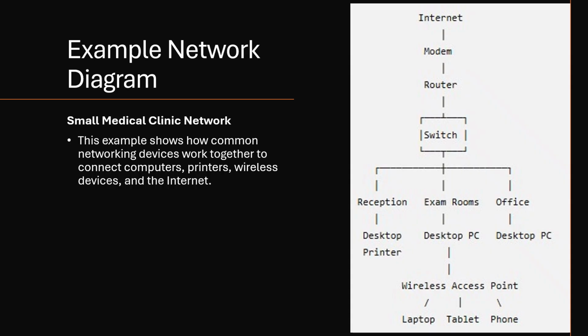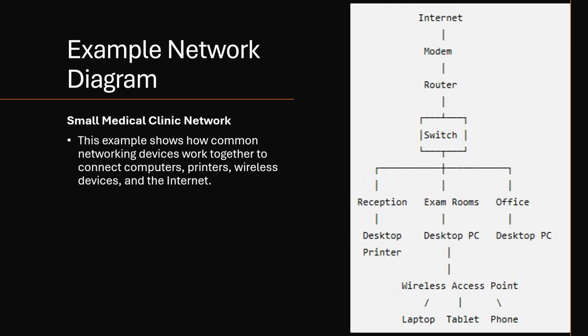So this is an example of a small medical clinic. If we start at the top, the internet enters the building through the modem. The modem connects to the router, which acts like the traffic director. The router connects to a switch, which allows multiple wired devices to communicate on a network.